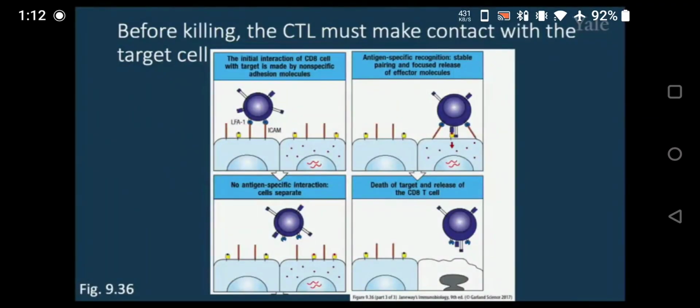So before the cytotoxic T cell can kill the infected cell, it first has to make contact with the cell. It'll see whether it's carrying the antigen that it recognizes. If it doesn't, then the T cell will move on and look for another infected cell. However, if it does, it will prolong its contact with that infected cell and release those cytotoxic molecules that we talked about, leading to the apoptosis of the infected cell.